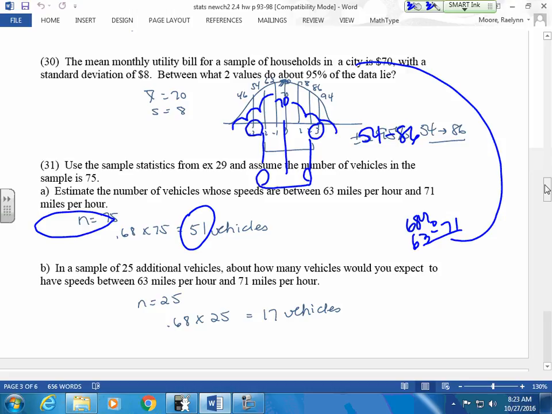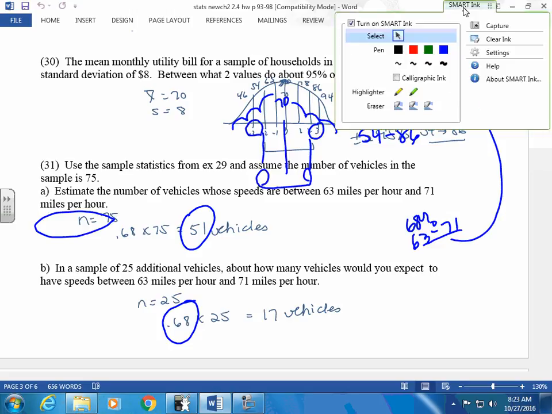In a sample of an additional 25, how many of those 25? 68% of those 25 I expect to see between 63 and 71. It's a good forecasting tool. Give me the percent. That's why we look at percentages. Does this make sense? Yes.